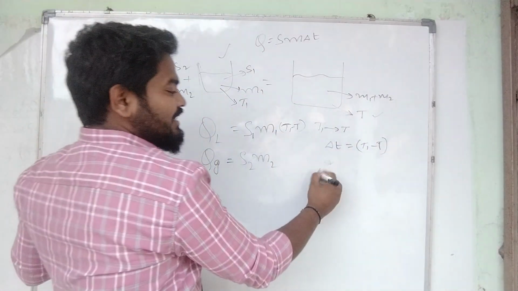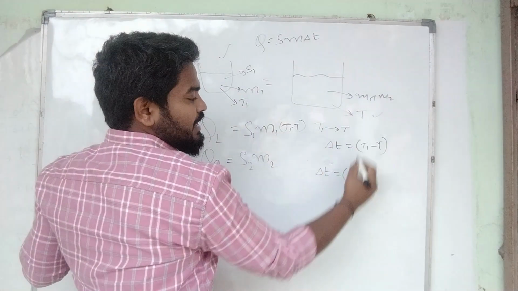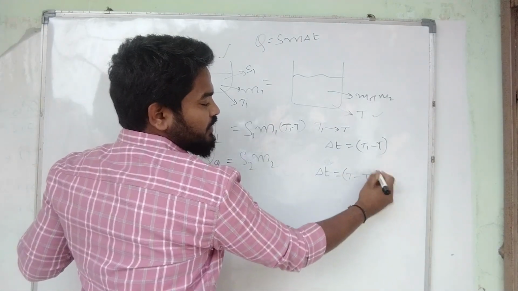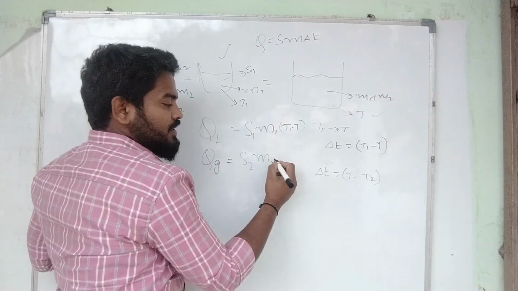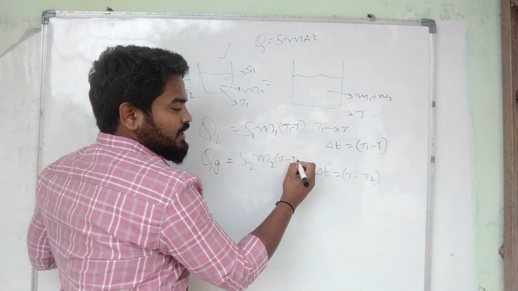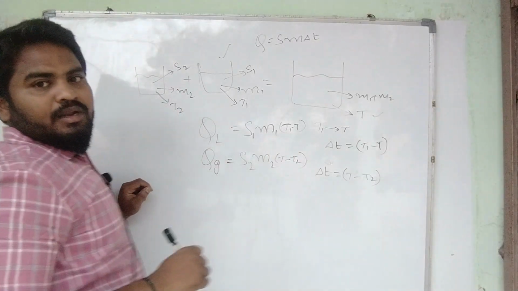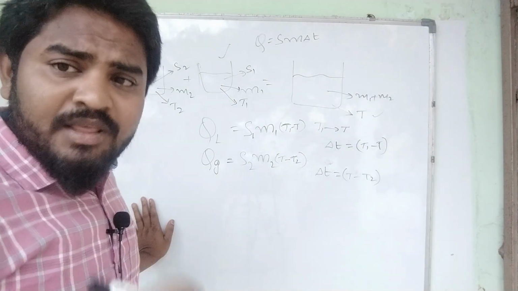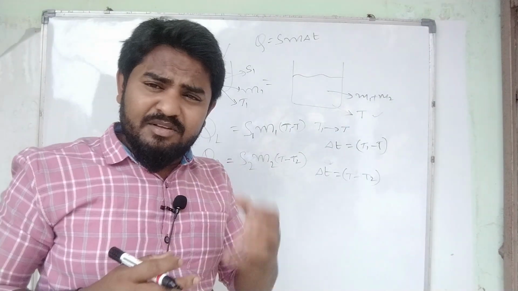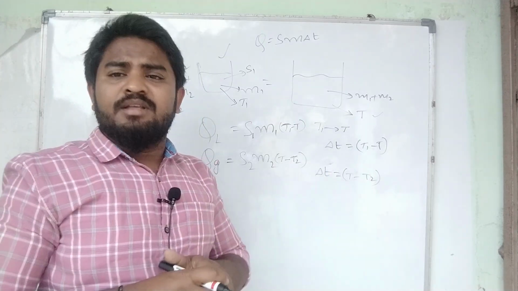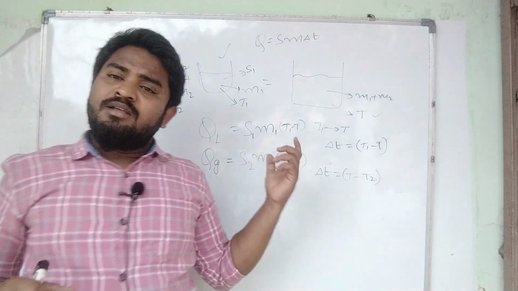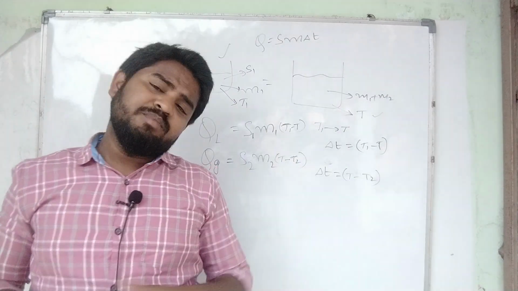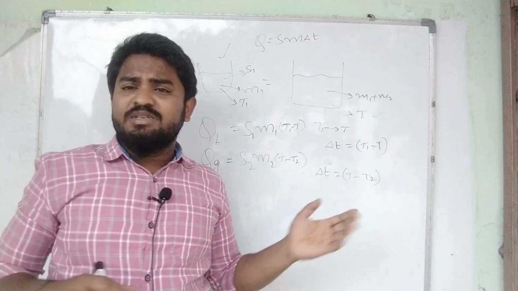In this condition, what will the change in temperature be? It will be T minus T2. Clear? Now it's time to apply the principle of the method of mixtures to know the final temperature. Which principle do we have to apply? The method of mixtures principle.